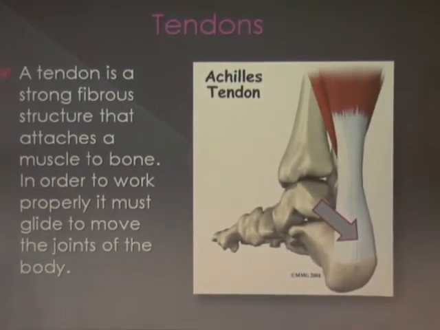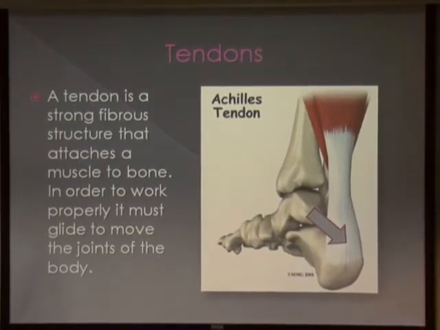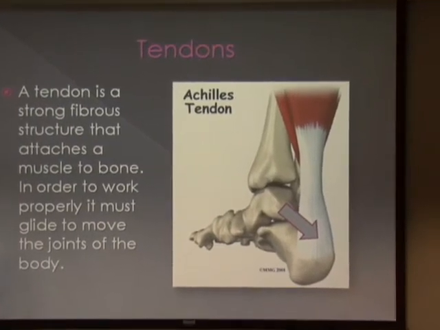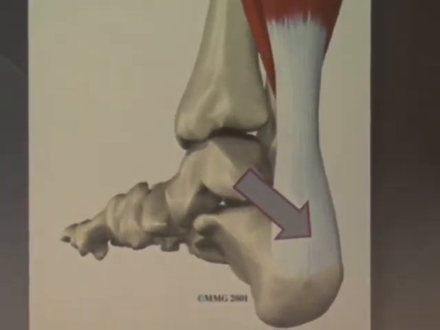Tendon. The Achilles tendon is the strongest tendon in the entire body. A tendon is a strong fibrous structure that attaches muscle to bone. In order to work properly, it must glide to move the joints of the body. The Achilles tendon is used for push-off, take-off. Hence, it's also injured when you start from a standing position. A lot of people injure this tendon playing tennis or basketball.